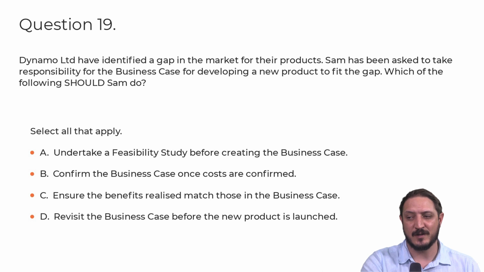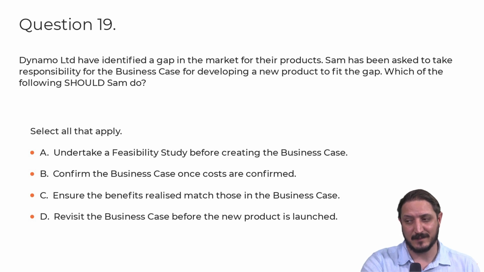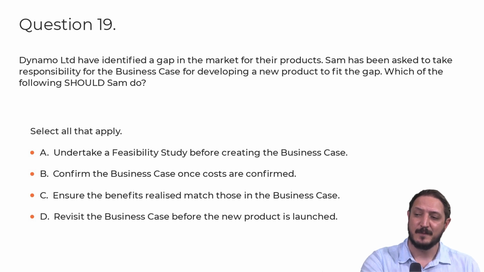So if we know that Dynamo Limited is the organization and Sam is the business analyst, because he's been asked to take responsibility for the business case for developing a new product to fit the gap, we can see that this is where the relationship is. Dynamo Limited have identified a gap in the market for their products. Now when you see a keyword such as gap like this, remember that a question like this can be a little bit ambiguous, because this is not in the context of gap analysis. This is speaking about a gap in the market.